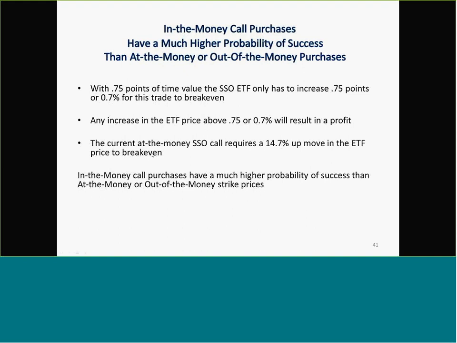So the in-the-money call purchases obviously have a much higher probability of success than the at-the-money or out-of-the-money strike prices. So if you look at the current at-the-money for SSO, it has to move up 14% before you even break even. So I'd much rather have it at a low time value where it only has to go up 75 cents or 0.7% versus a 14% up move. So this really reduces your risk when you're trading options.